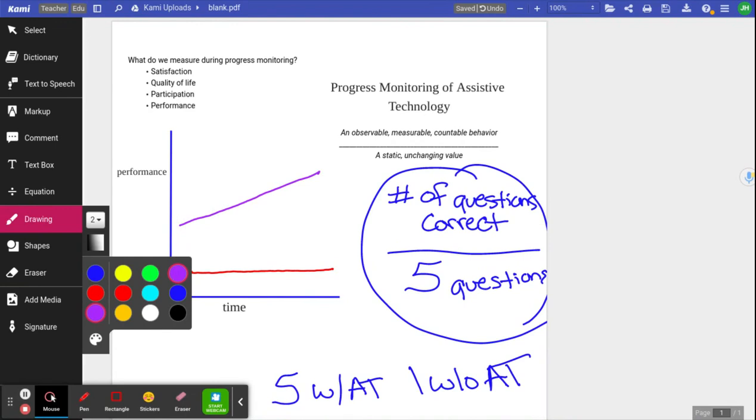And we probably will see a gap, right? Because their performance is going to be higher, hopefully, using the assistive technology if you used the feature match and we picked the right one. Okay. So that is how you're going to determine the progress monitoring of assistive technology.